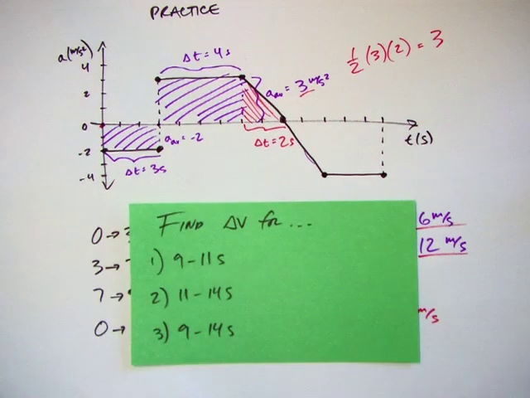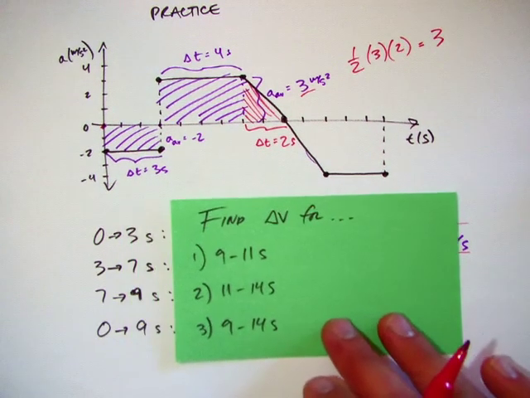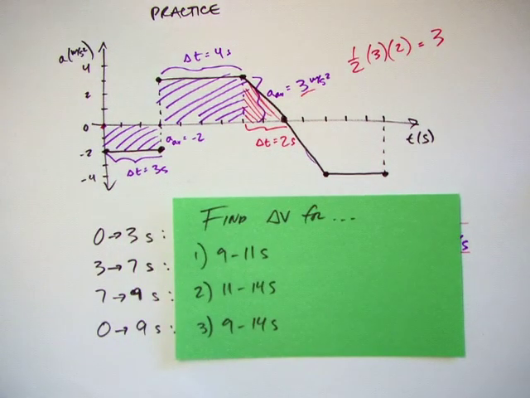All right, challenge for you guys. I want you to find delta V for the intervals from 9 to 11, from 11 to 14, and then overall from 9 to 14 seconds. So go ahead and pause the video.